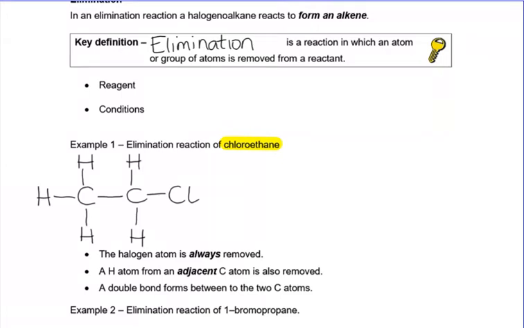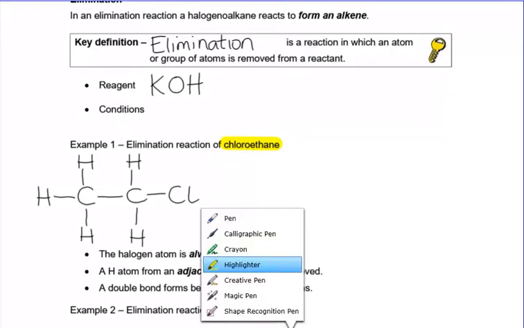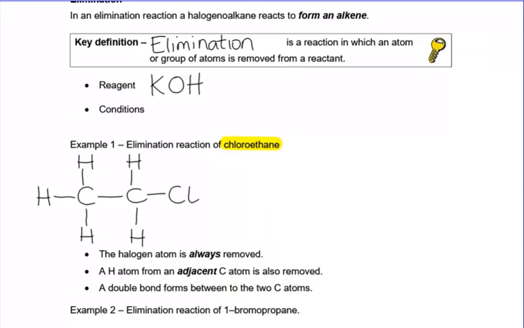Now HCl is an acid, so we're going to be using a base to undergo this elimination. Our reagent is going to be potassium hydroxide. Now, one of the things to be aware of when thinking about this mechanism is that potassium hydroxide was also the reagent for the nucleophilic substitution of halogenoalkanes, so you must think carefully about how we're causing these two reactions to be slightly different. It's all to do with those conditions.